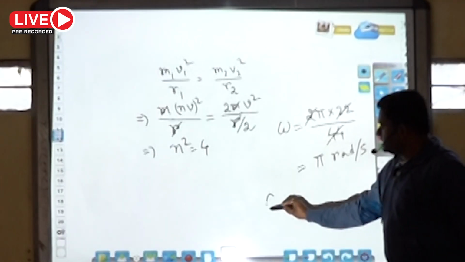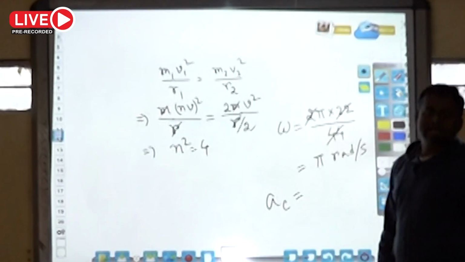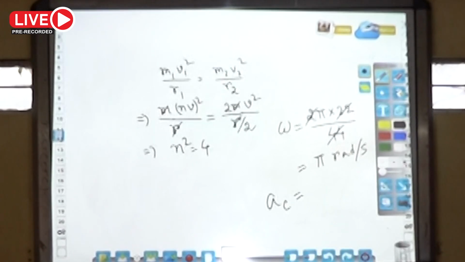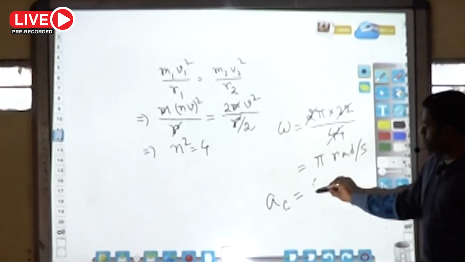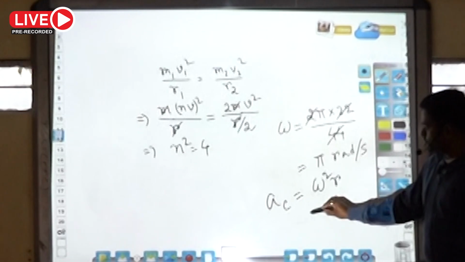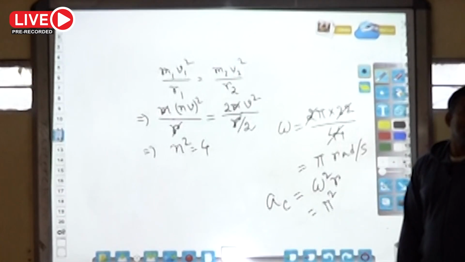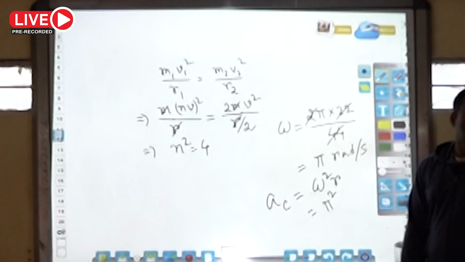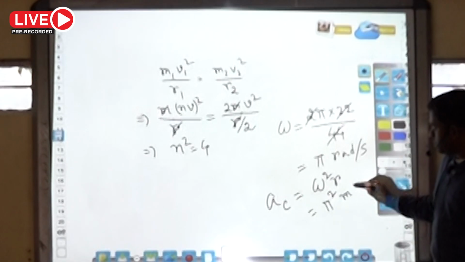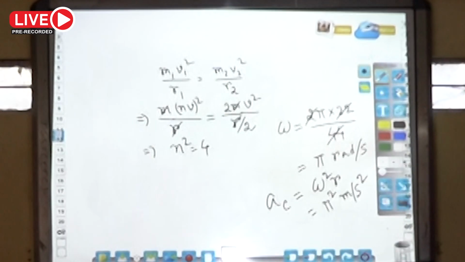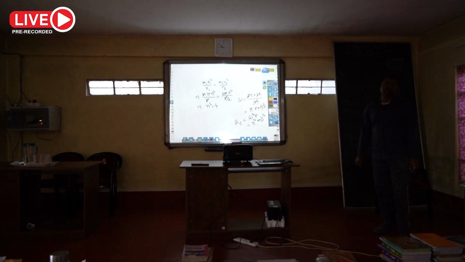Now, centripetal acceleration is the only acceleration present in this problem because it is moving with uniform speed. Since it is uniform speed, there will be no tangential acceleration, only centripetal. So this one is omega square r. Omega is already calculated, pi, so it will be pi square. R is the length of the string, given 1. So it is pi square meter per second square. And as it is centripetal acceleration, it is directed towards the center of the circle. C is the correct option.